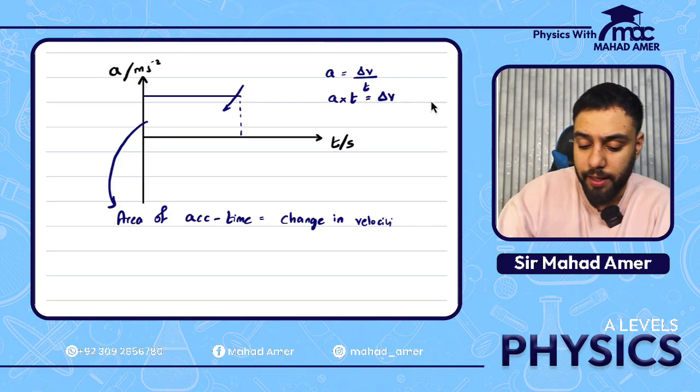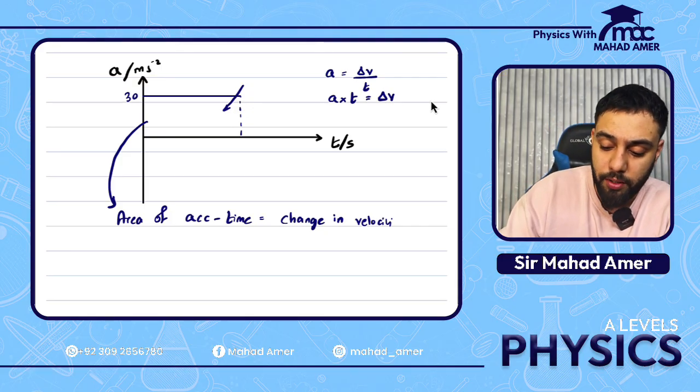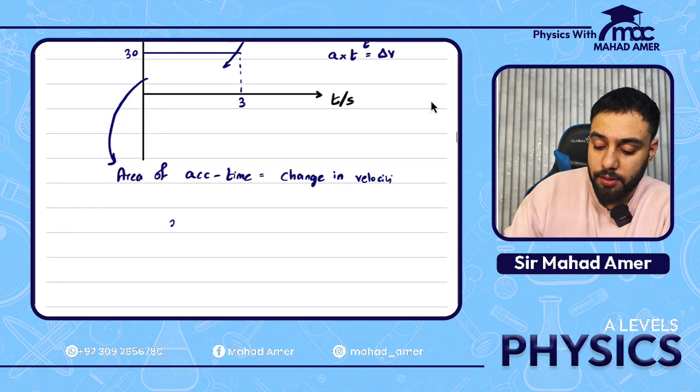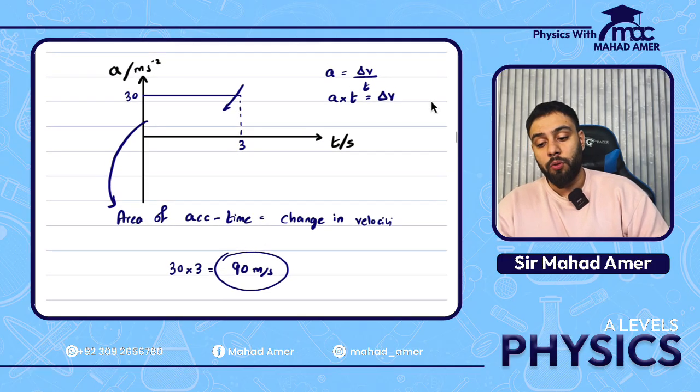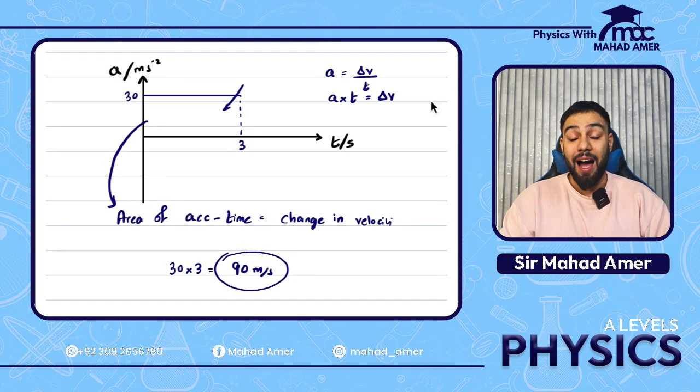So if I've got acceleration that's 30 meters per second squared and time is 3 seconds, that means 30 times 3, the object is changing its velocity by 90 meters per second. So that's pretty much everything that we have to discuss before moving on to the past papers.